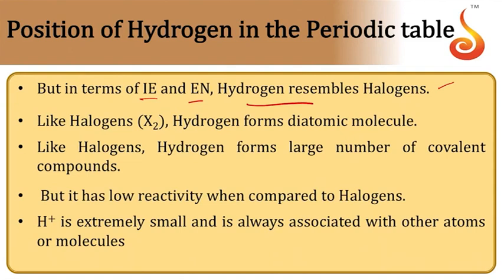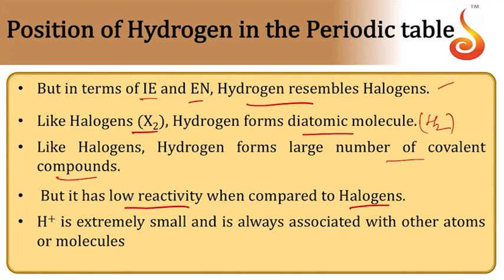Like halogens, X2, hydrogen forms a diatomic molecule. It forms H2, a diatomic molecule, which is similar to that of halogens. Like halogens, hydrogen forms a large number of covalent compounds. There are many covalent compounds for halogens as well as for hydrogen. But it has low reactivity when compared to halogens, because of the strong bond energy in the H2 molecule.